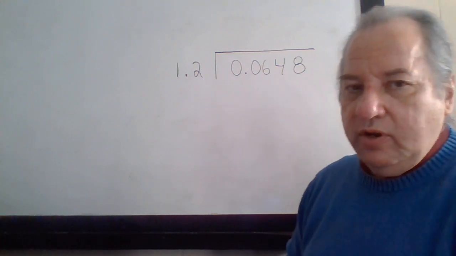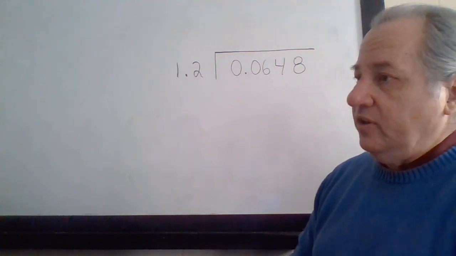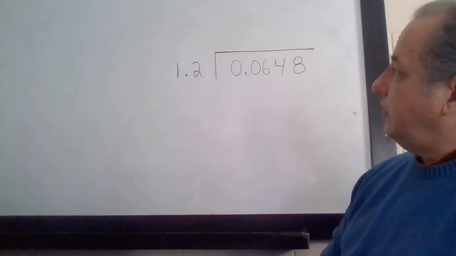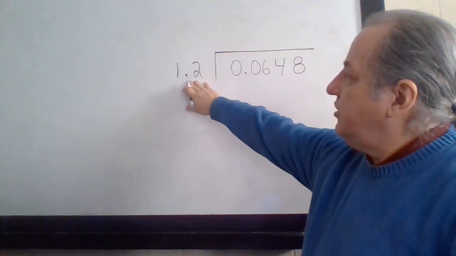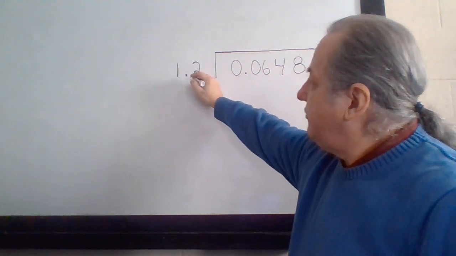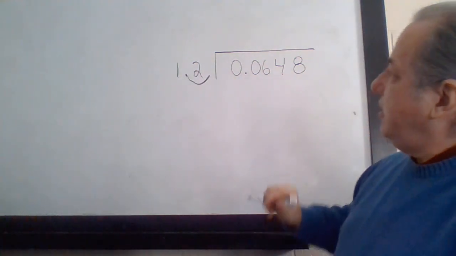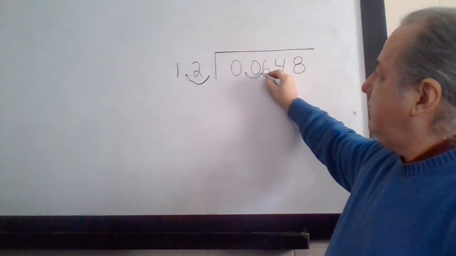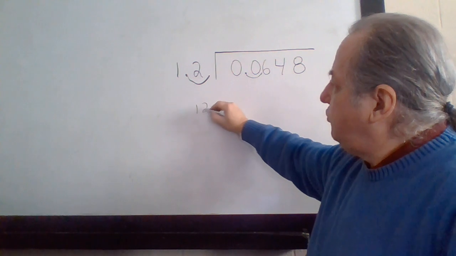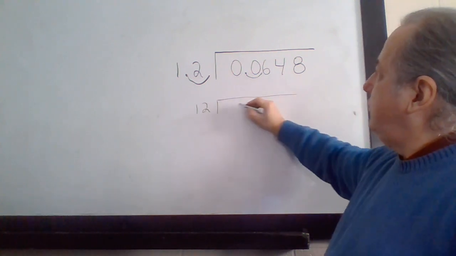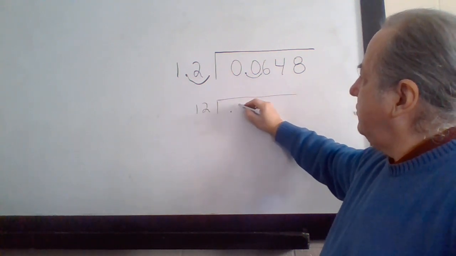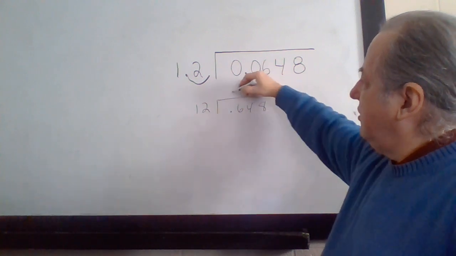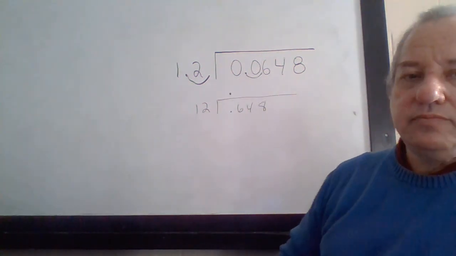So I have the first one up on the board. The nice thing again about math is it's consistent. So for this problem, I still can't divide by a decimal, so I have to move the decimal one place to the right. And if I do that here, I have to move the decimal one place to the right. And so my problem really is 12 into 0.648, and line up my decimal.